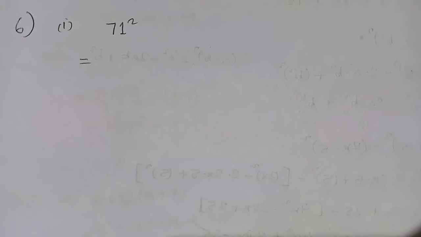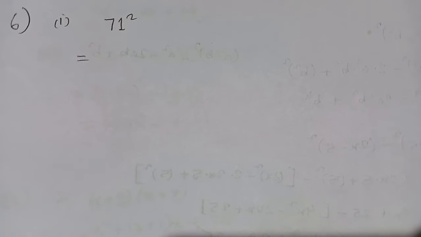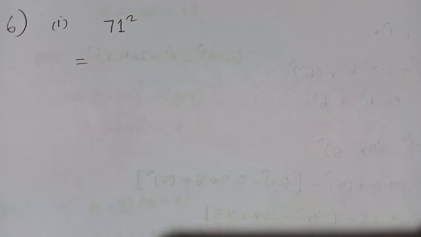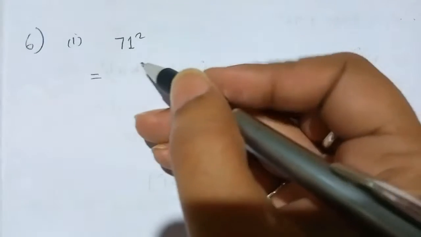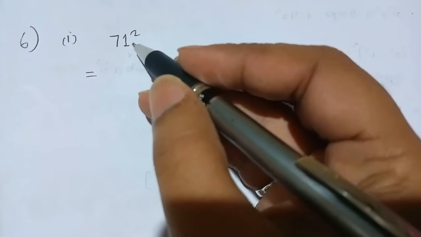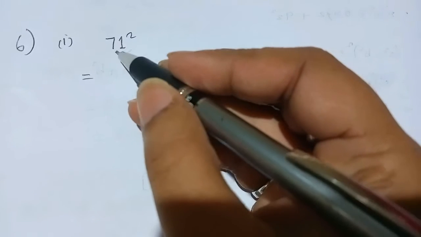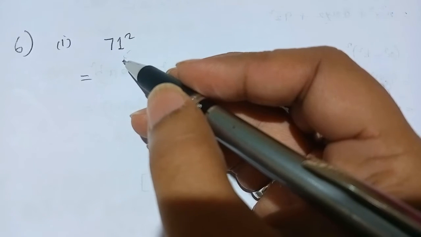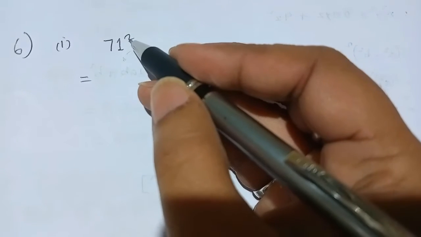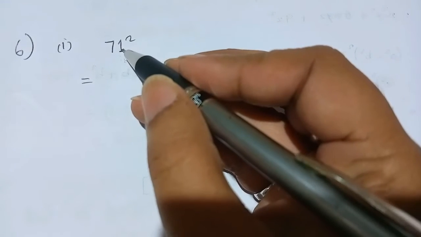First of all, you have to break the number 71 into two parts, because we have the identities in two parts: a plus b whole square, a minus b whole square. Two numbers we need. So how can you break it? You have to break this number in such a way that we can do the squaring easily.